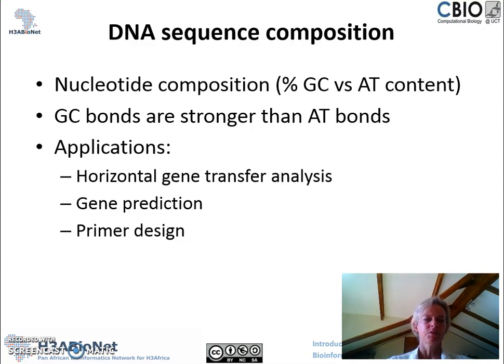Other reasons you might want to look at GC content is if you want to identify regions of horizontal gene transfer in the genome. Often there is a difference in percentage GC content in a particular region compared to the overall GC content of the genome, which might be some indication of an insertion from another genome. And then gene prediction, because there's also a slightly different GC content in coding versus non-coding regions.